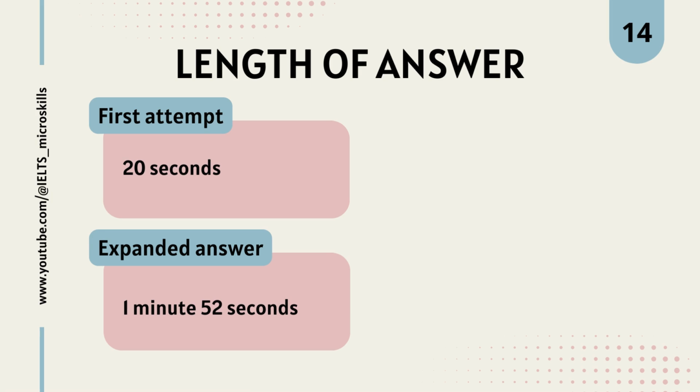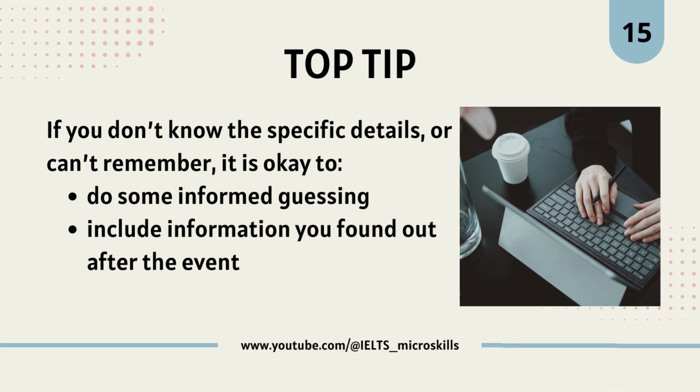Before we finish, just a little tip about things you don't have the specific details for, such as me having not actually seen the accident happen. Although I didn't see it, I was able to give an interesting answer by guessing and also then including information that I found out after the event. So, if you're stuck for details in the test, perhaps try using one of these techniques yourself.